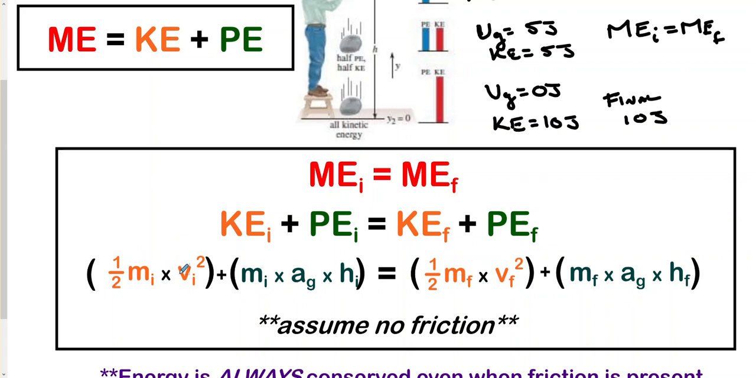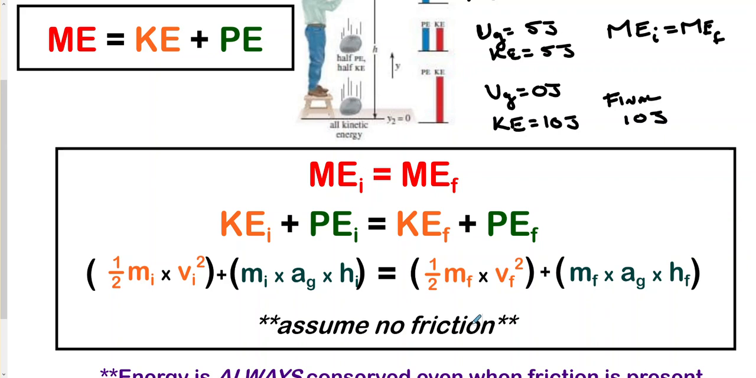Or if I know how fast an object is going at some vertical position and its mass, I could tell you how fast it's going at the end. So in short, this is one way for us to avoid using kinematics to describe the velocity and motion characteristics of an object. Important thing to know here is this assumes no friction.